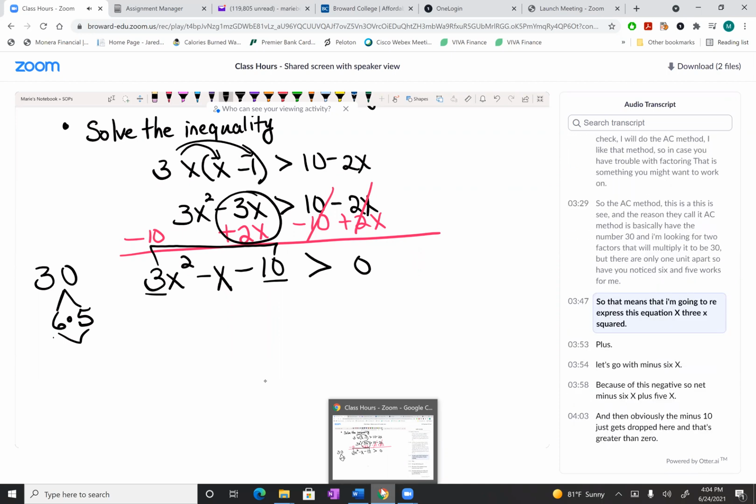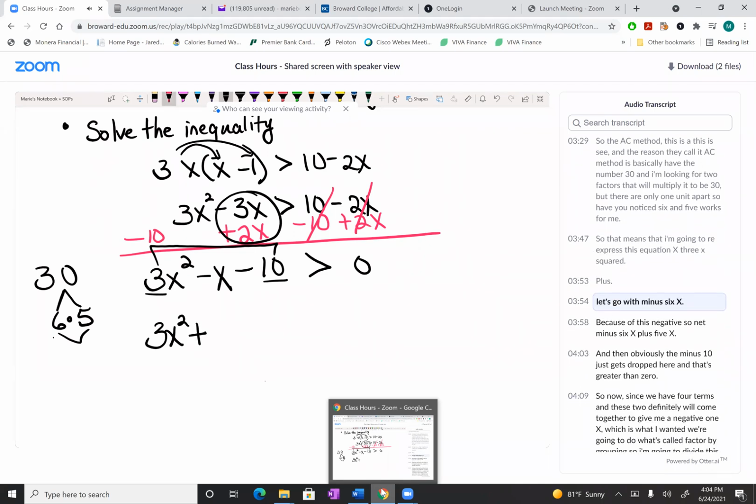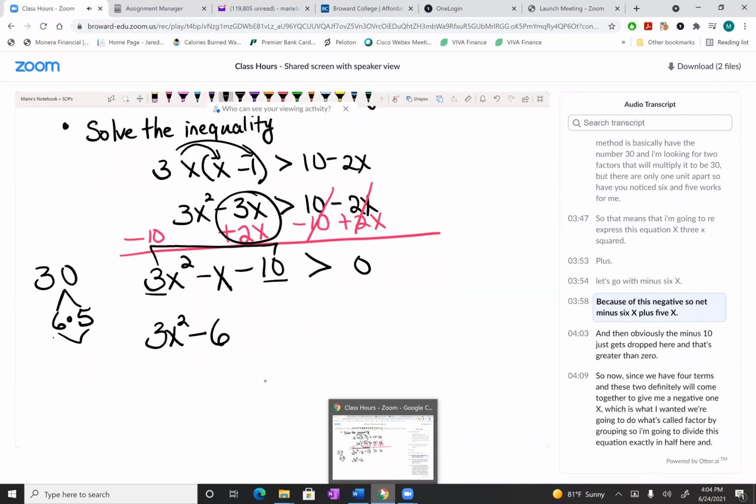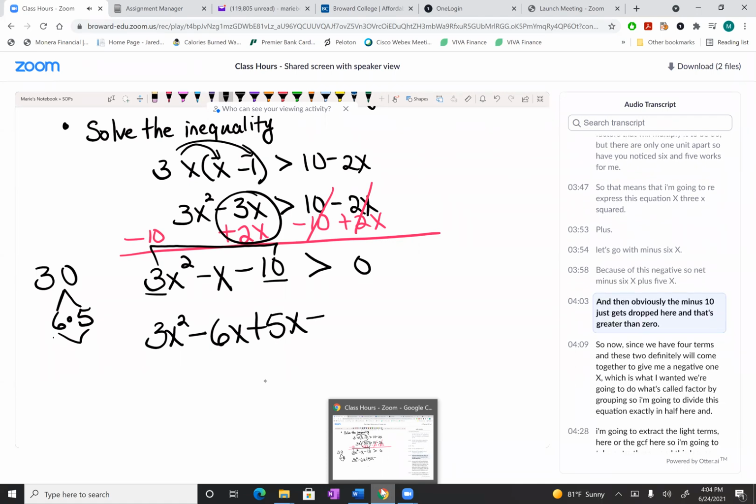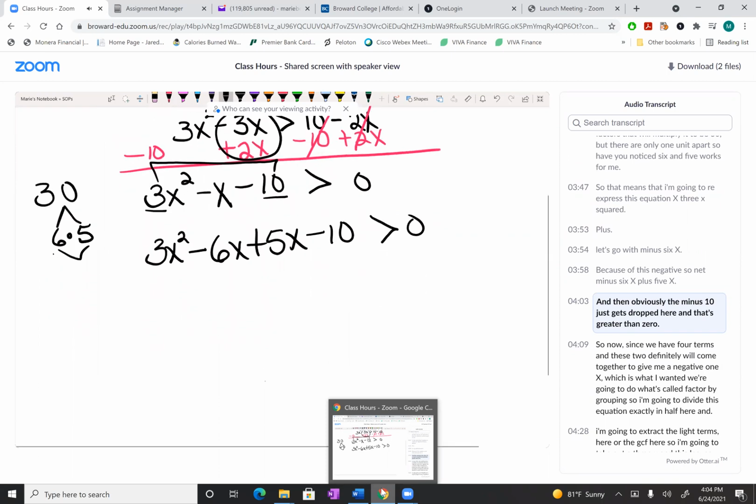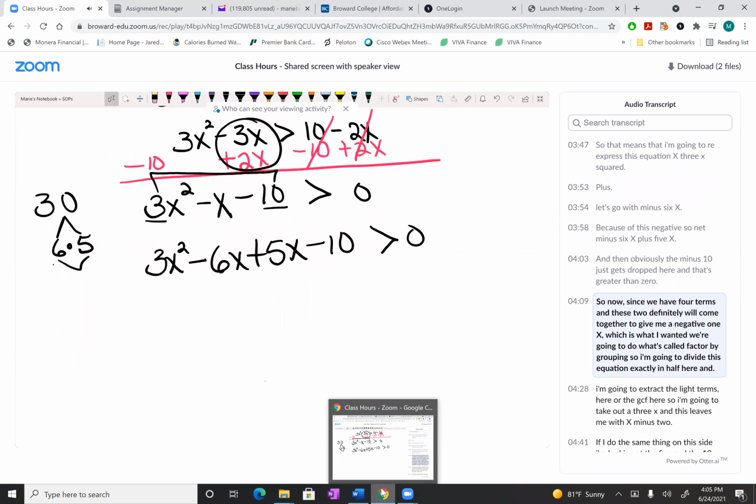So that means that I'm going to re-express this equation as 3x squared, let's go with minus 6x because of this negative, so minus 6x plus 5x. And then obviously the minus 10 just gets dropped here, and that's greater than 0. So now since we have 4 terms, and these two definitely will come together to give me a negative 1x, which is what I wanted, we're going to do what's called factor by grouping.